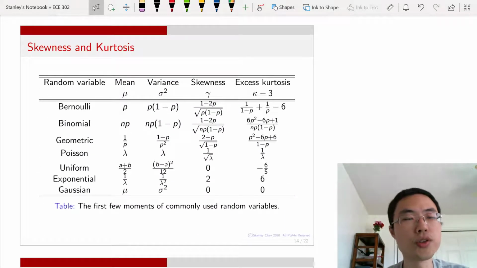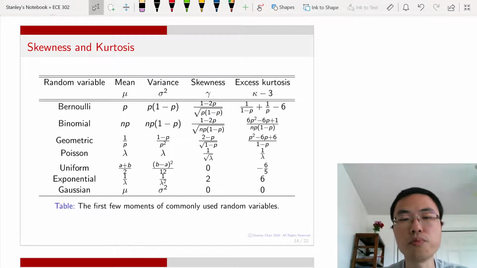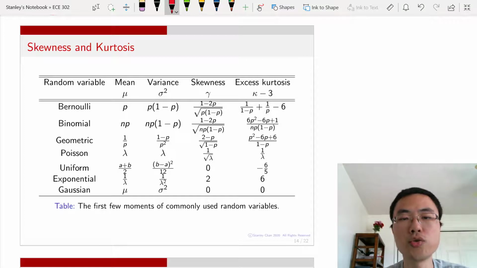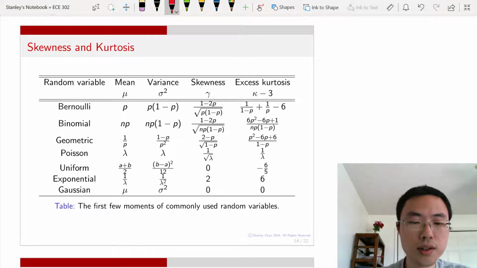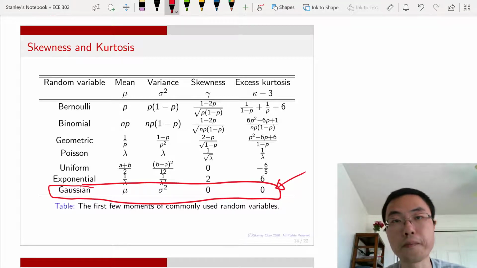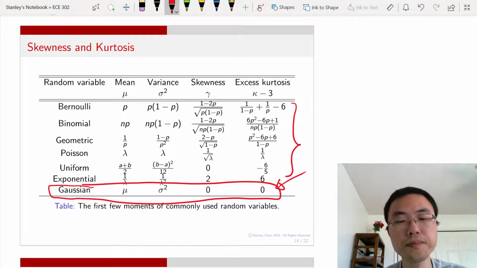The skewness and kurtosis for commonly used random variables are summarized in this table here. I'm not asking you to memorize any of these, but I just want to show you as a reference point. If you are ever working on a problem and want to know the skewness and kurtosis, these are the formulas that you can use and verify. The interesting thing is that for the Gaussian, you have 0 skewness and also 0 excess kurtosis, which is a very nice property of a Gaussian. For other random variables, you may have other values.